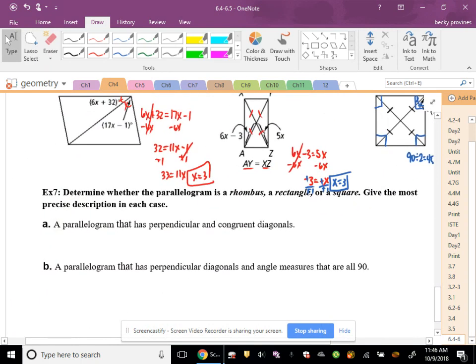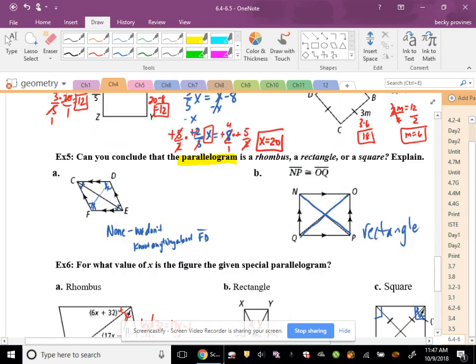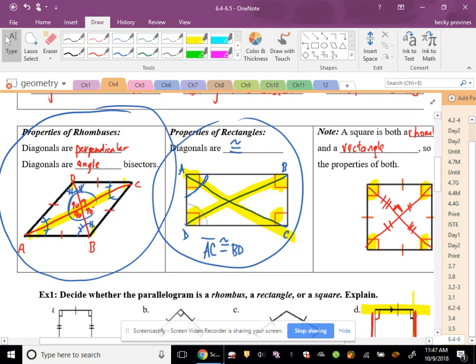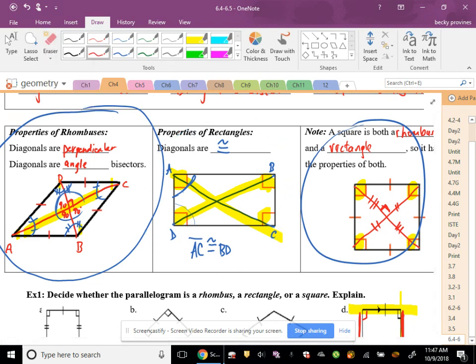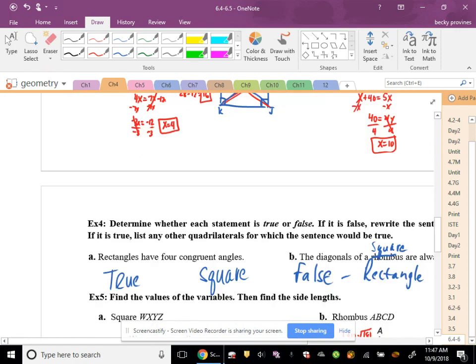Example 7, determine whether the parallelogram is a rectangle, rhombus, or square. Give the most precise description in each case. The parallelogram has perpendicular and congruent diagonals. Okay, so let's go back and look. Perpendicular, so if they have perpendicular diagonals, it would have to be a rhombus or a square. But a big hint is that they are congruent. So the diagonals are congruent on a square. So this answer has to be square.